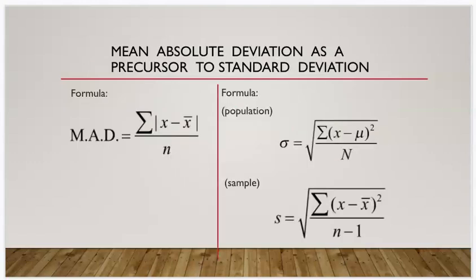The mean absolute deviation is a precursor to standard deviation. It's used in middle school because the calculations are easier. It is a standard in middle school where you have to be able to compute and interpret the mean absolute deviation. It's not until high school that we get into standard deviation. We'll discuss that next.